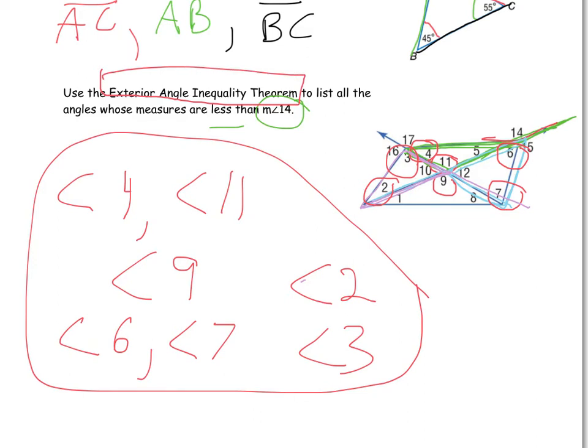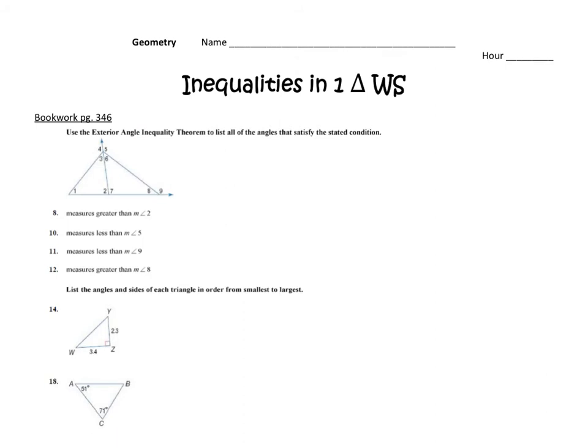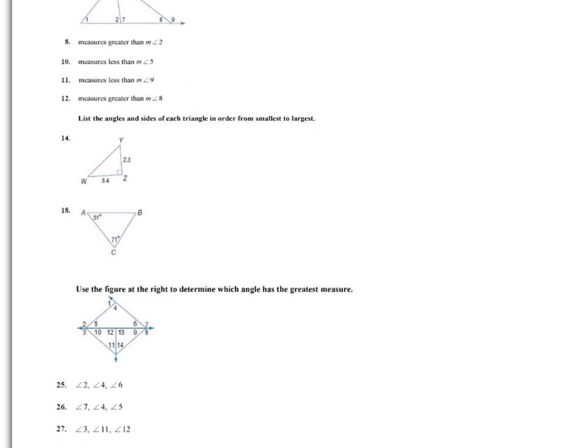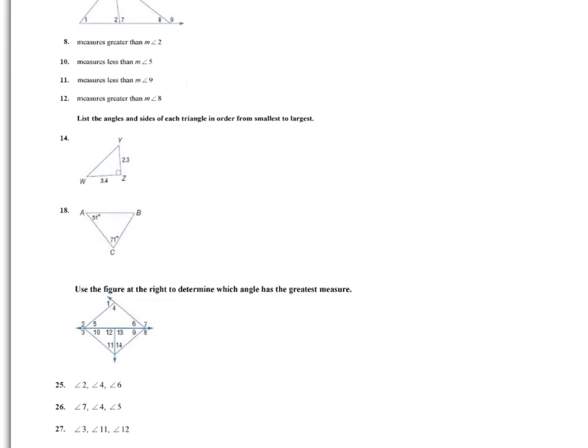Okay, let's look at your assignment. The assignment 1, 8 through 12, the first section, you're doing exactly like we did on that last example. We're looking to see which angles meet the conditions listed on 8, 10, 11, and 12. Number 14 through 18, we're going to have two lists. One will be based on angles, one will be based on sides, in order from smallest to largest. So we're going to find the smallest angles and list them first, and so on.